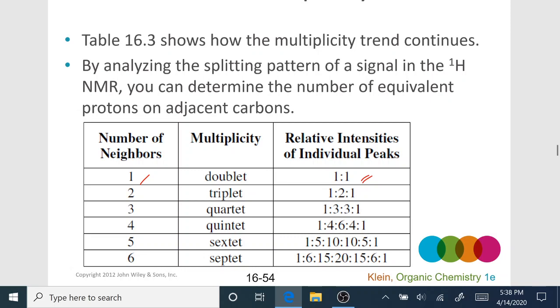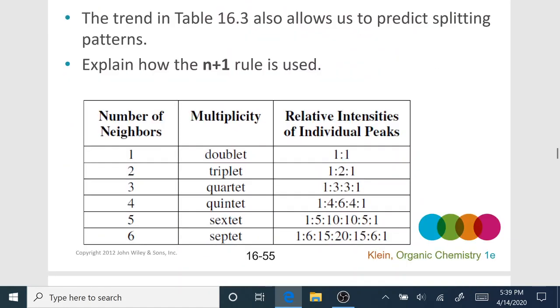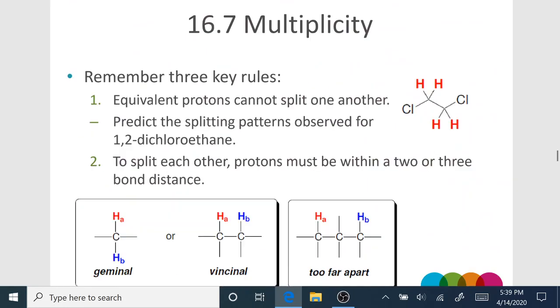If the signal is a triplet, then all of the hydrogens associated with that signal have 2 neighbors because of the n plus 1 rule. The n is the number of neighbors. If that signal is a quartet, then you have 3 neighbors because of the n plus 1 rule, where n is the number of neighbors. If we have a sextet, then they have 5 neighbors. If they have a septet, then they have 6 neighbors. And we have these different ratios here.